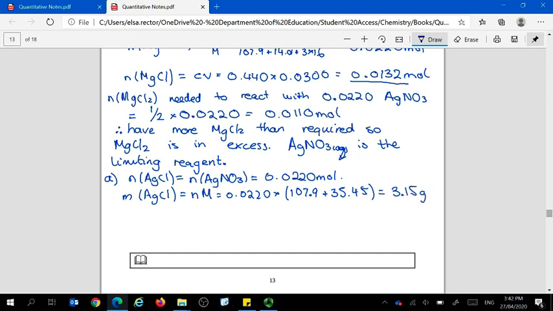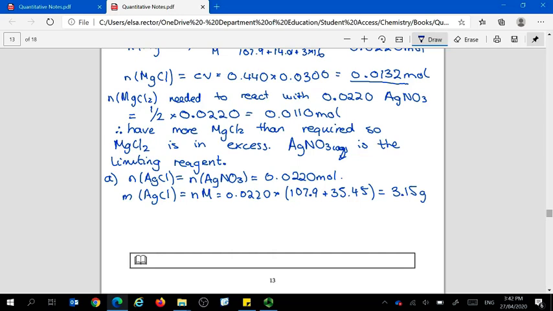Okay, the next question is, what amount of silver ion and chloride ion remain in solution after the reaction? So remembering that amount generally means number of moles, I want to find the number of moles of silver ions and the number of moles of chloride ions.